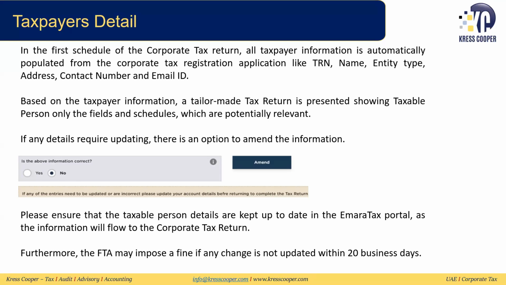So it could be that if you have not chosen this correctly, then the right questions are not popping up in the return, and they have given you this option to amend this. So first you need to amend this if any of the information flowing from the corporate tax registration is incorrect. And we know as well that we need to keep our profile in the EmaraTax portal up to date. Otherwise, FTA will impose a fine.